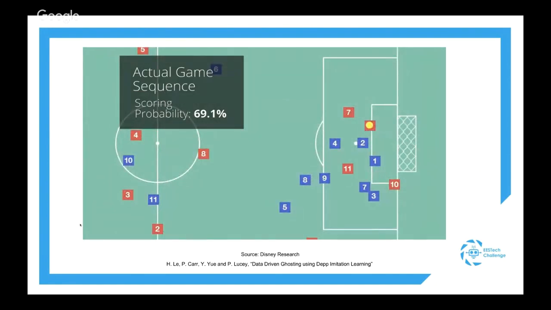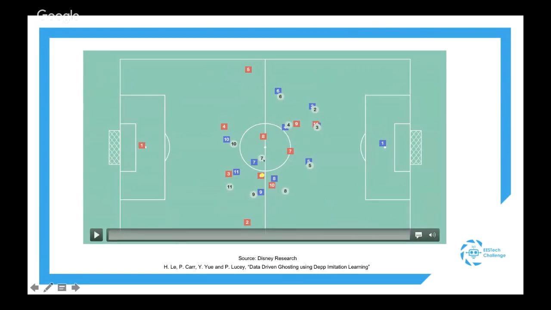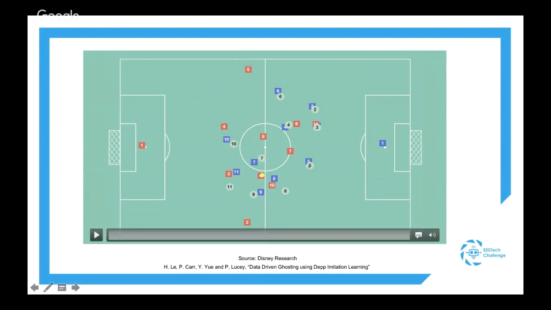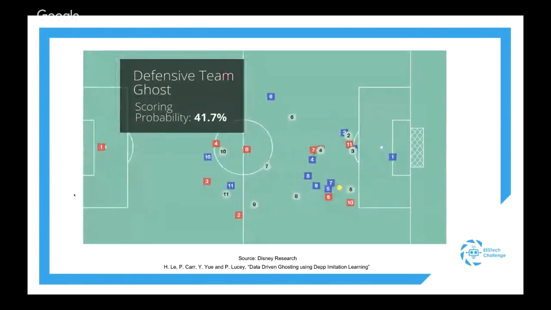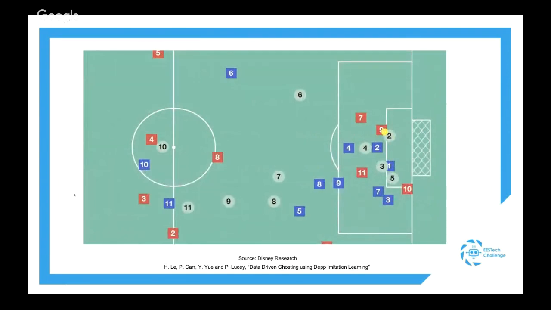So for example, in this one that I showed you, which is taken from their work, the scoring probability of this case is 70%, right? Now, what they did is that they built this ghosting system where these transparent circles are ghosts, not real players, but where the players should have been. For example, this player number 5 is pretty much where he should have been, but this player number 8 is not where he should have been. So if the defense had played exactly how they were supposed to, the scoring chance would have been much lower, 41%.